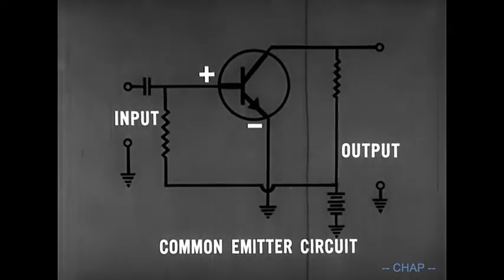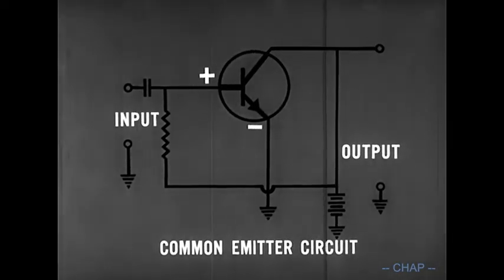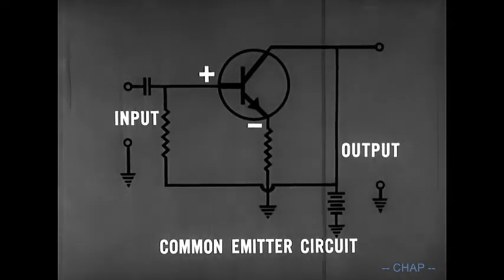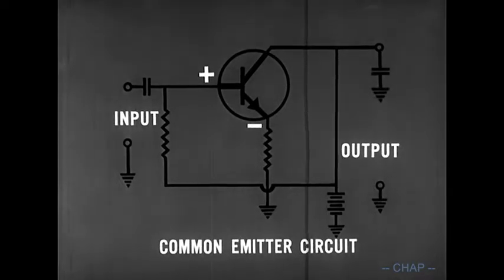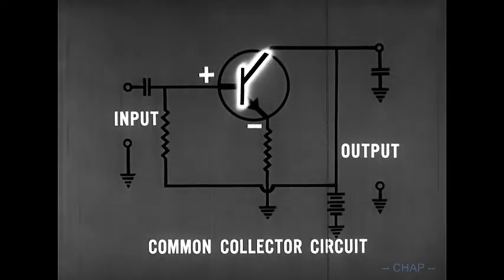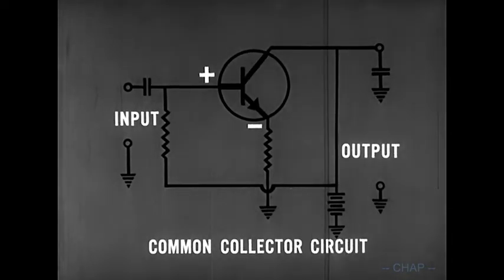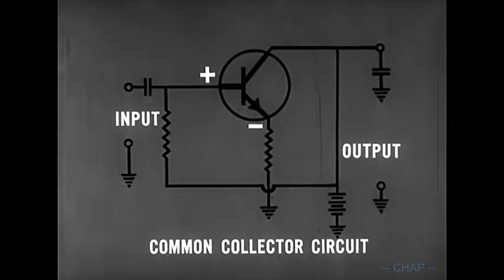To obtain a common collector circuit, we remove the load resistor, place a resistor in the emitter lead, and place the collector at signal ground potential. The input signal is between base and collector. The output is across the load resistor.